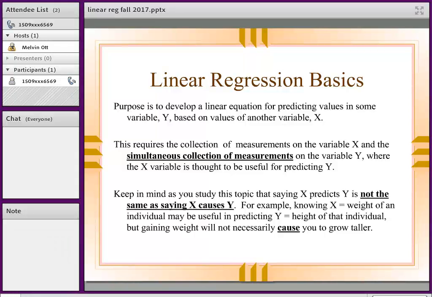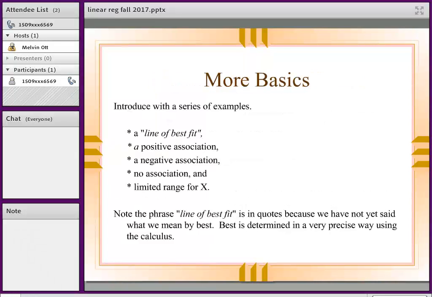Now, keep in mind that the topic you're doing here doesn't say that X causes Y. It just simply means that there's an association between those. For example, if you look at weight to predict height, it's not going to help for you to gain weight thinking that you're going to get taller. That just doesn't work, and it doesn't make sense.